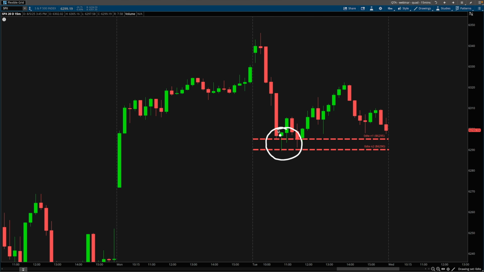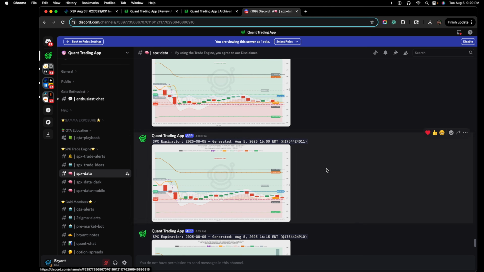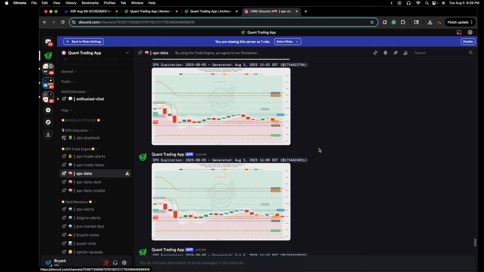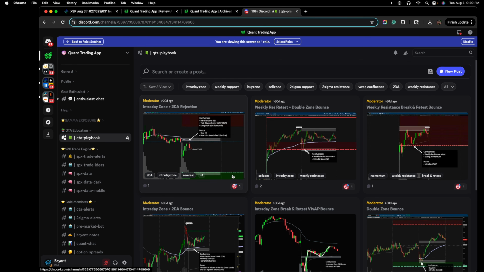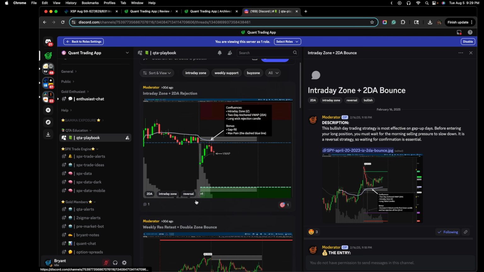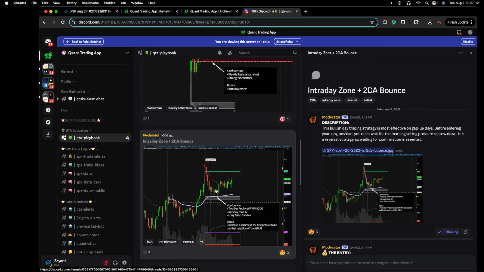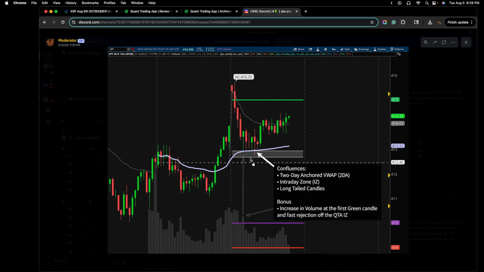Those of you that are Quant Trading App Gold members know that we have additional tools to use as confluence for the SPX. But I want to point out the QTA Playbook and remember the importance of these setups. When price hits a key level, we want to see confirmation in the candlesticks, but it's a bonus when we see some sort of spike in volume.